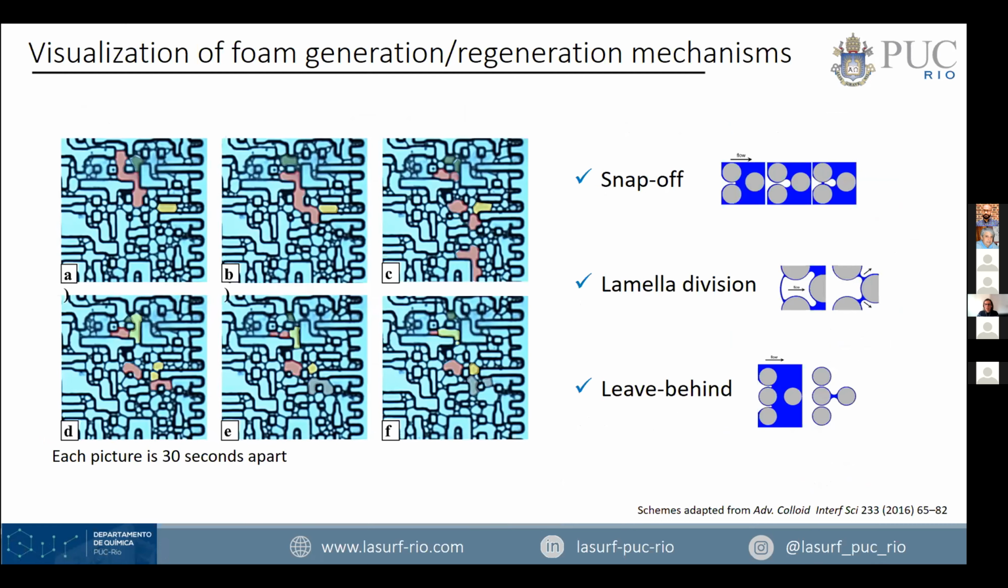The micromodel experiments also allowed us to visualize some of the foam generation and regeneration mechanisms of this confined foam that we weren't able to see, of course, in bulk foams. And these are more important and more relevant for the application to EOR and carbon capture. You can see different mechanisms, like a snapshot of lamella division, leave-behind. You see here, for example, some of these bubbles, and how they are divided in two. So there were a lot of details that we were able to see here.